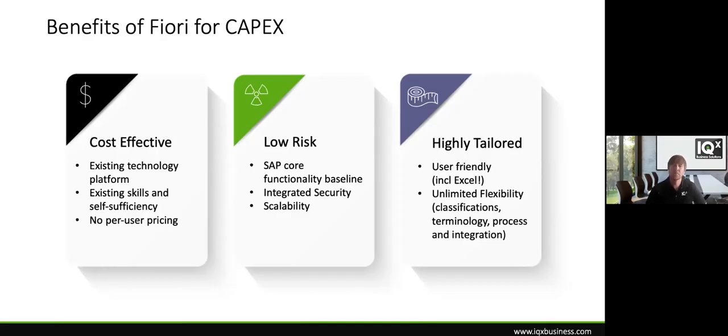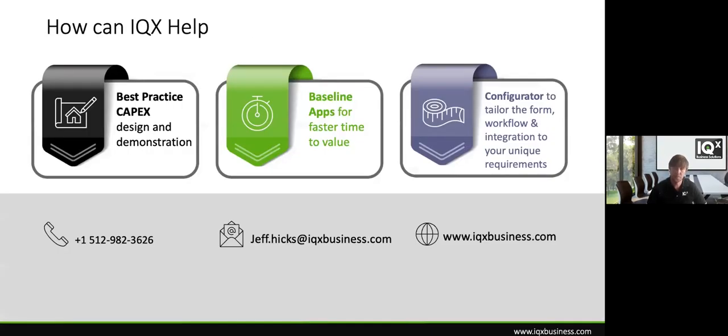There are a number of downstream processes where we reach the edge using our Fiori platform, such as asset transfers and disposals, vendor onboarding, procurement, as well as many other areas. Now, this is highly tailored. We use a rapid application development platform to configure those workflows and forms, so it is very quick. That allows you to add your own classifications and help you with that prioritization process.